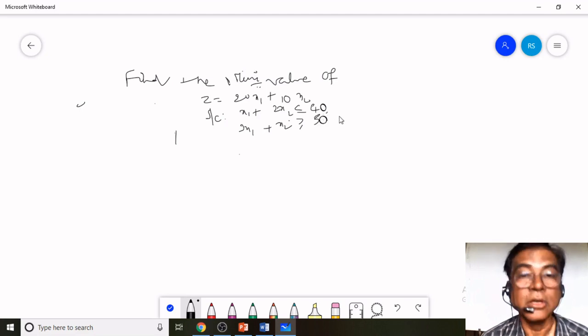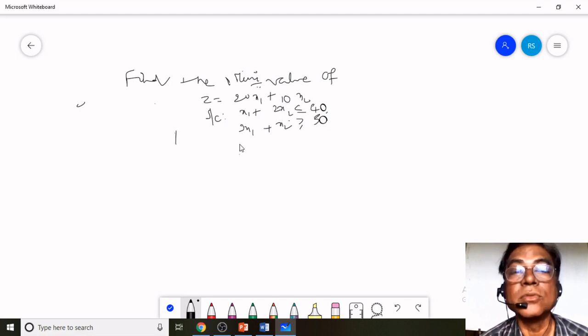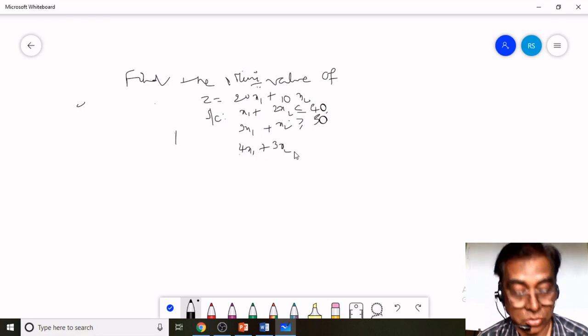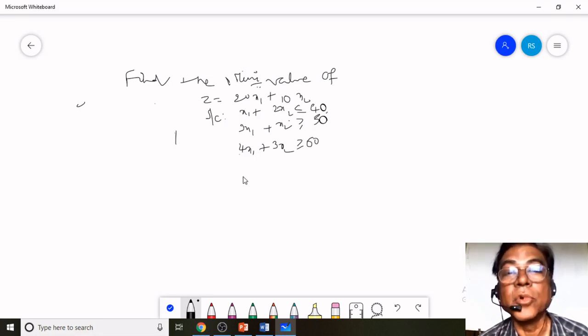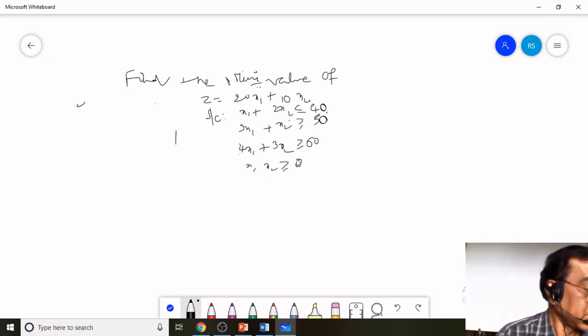Another equation: 4x1 plus 3x2 greater than or equal to 60. And the point is x1, x2 greater than or equal to 0. So this is the problem.